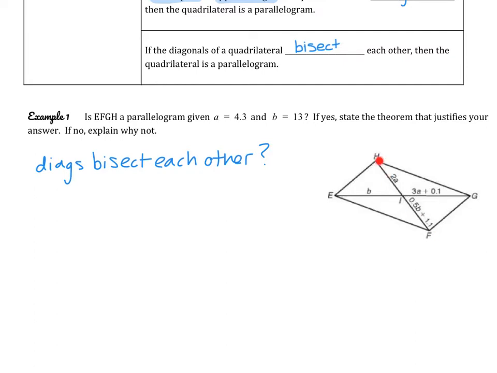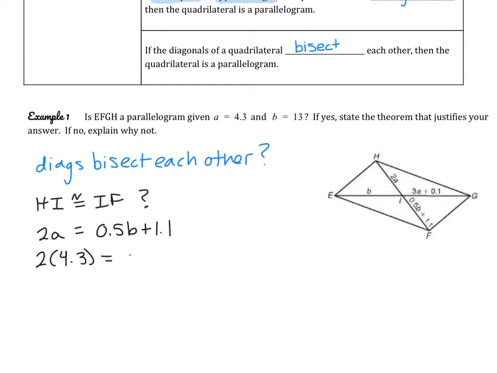The first diagonal I see, or the first one we can work with, is HF. So we're going to first check, is HI congruent to IF? I'm going to put a question mark by it because we are not sure. Again, those are the 2 segments of our diagonal. We know that HI is 2A, and IF is 0.5B plus 1.1. So I'm going to substitute the values we were given, and we're going to see if this statement is true.